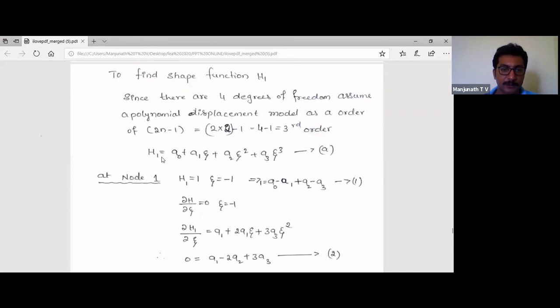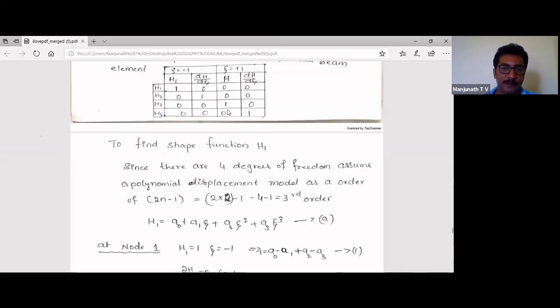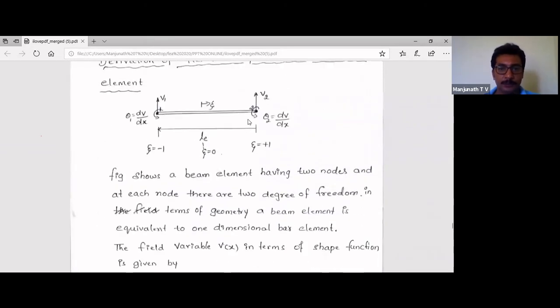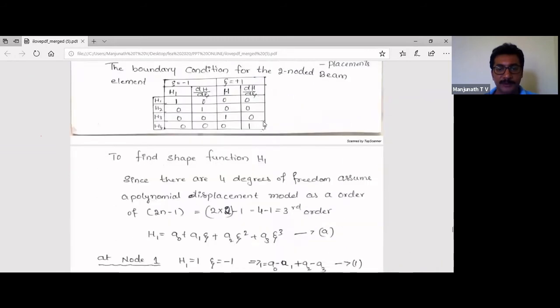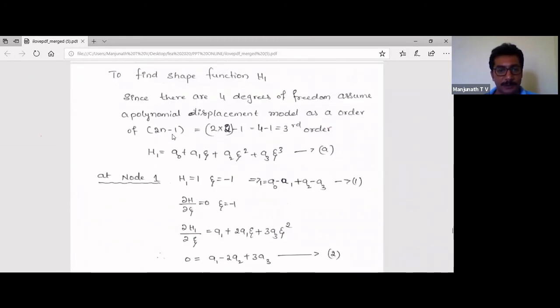We know that to calculate the shape function, first we are going to consider a polynomial. In that polynomial, the order is found from the number of nodes in the element. For this particular element we have only got 2 nodes, so by using the equation 2n minus 1, as the number of nodes is 2, 2 into 2 minus 1 gives 4 minus 1, which is equal to 3.